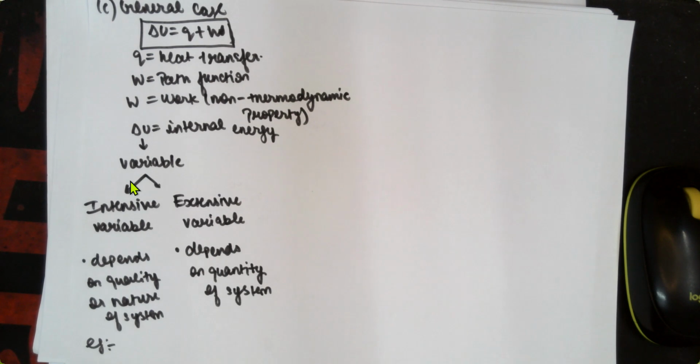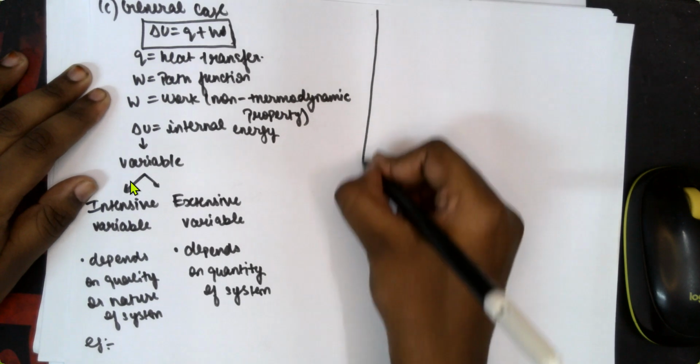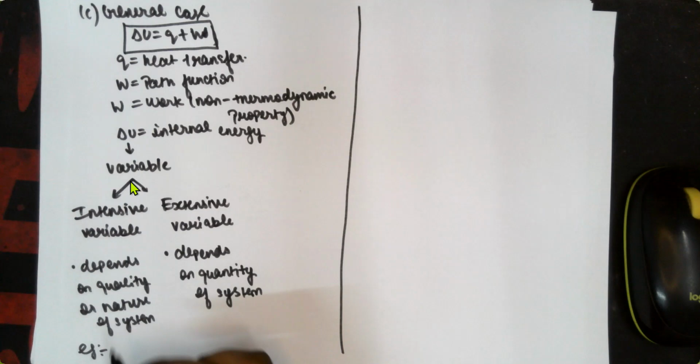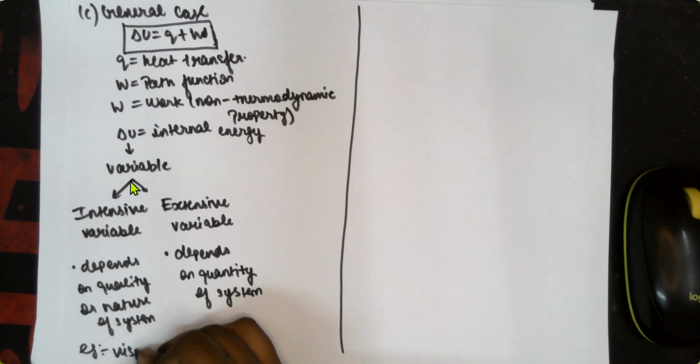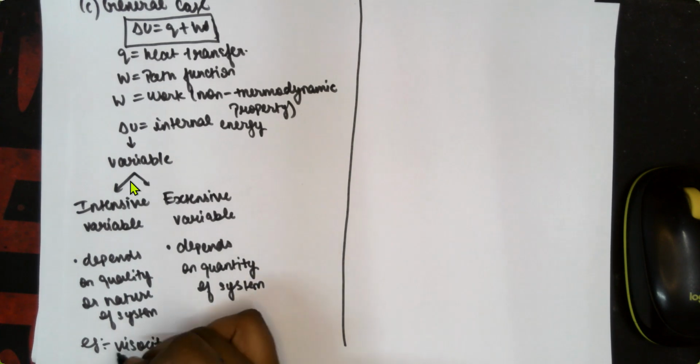But this 1 liter honey is more viscous than 1 liter water, whether it is 1 liter or 2 liter or 1000 liter. Are you able to follow me now? So because viscosity is the nature of the system, viscosity is the intensive property because it depends on the nature of the system. I hope now you should be able to understand. Even the refractive index is also dependent on the nature of the system.